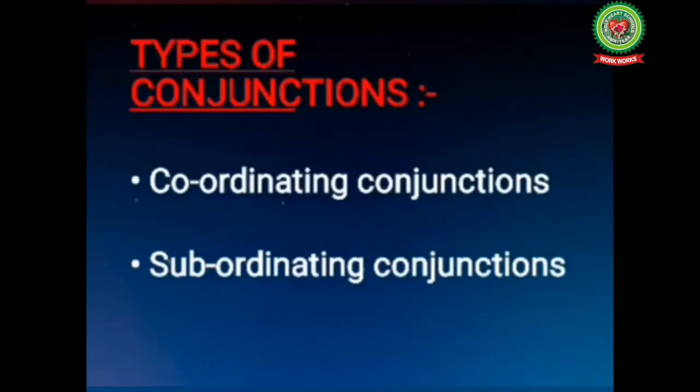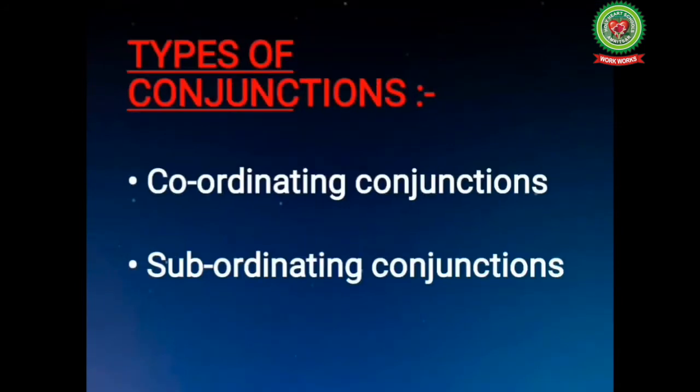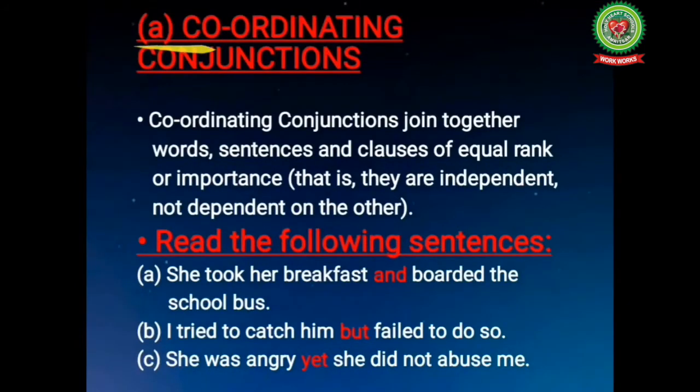Children, conjunctions are divided into two classes or kinds according to their function. The first is coordinating conjunctions and the second is subordinating conjunctions. Let's discuss coordinating conjunctions in detail. Children, coordinating conjunctions join together words, sentences and clauses of equal rank or importance. That is, they are independent and not dependent on the other.